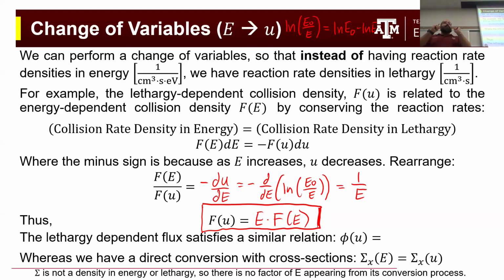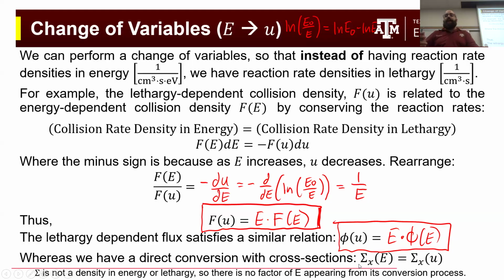And you can go through a similar process to convert the flux as a flux per unit energy to a flux per unit lethargy, and it's going to look basically the exact same. It's going to be the energy E times the flux as a function of energy. So that's how you convert these kinds of reaction rate based quantities. If you convert cross sections, you don't have a factor of E up front because cross sections aren't a density in energy. And therefore, you can always just have a one-to-one relationship between the energy E and the lethargy U.